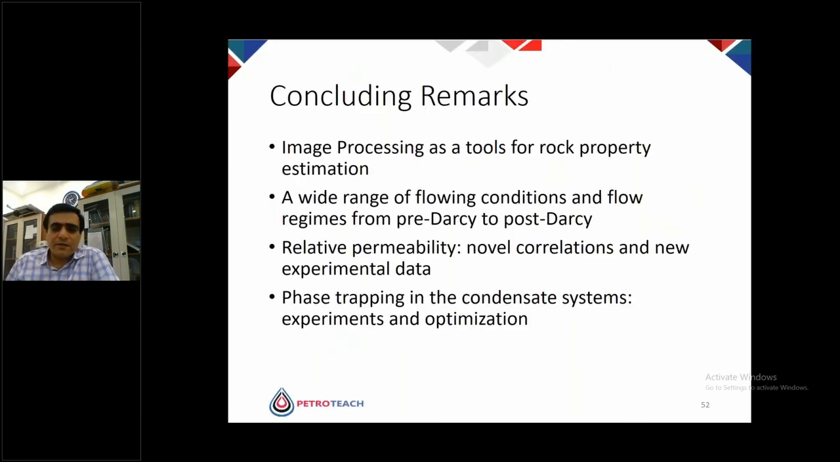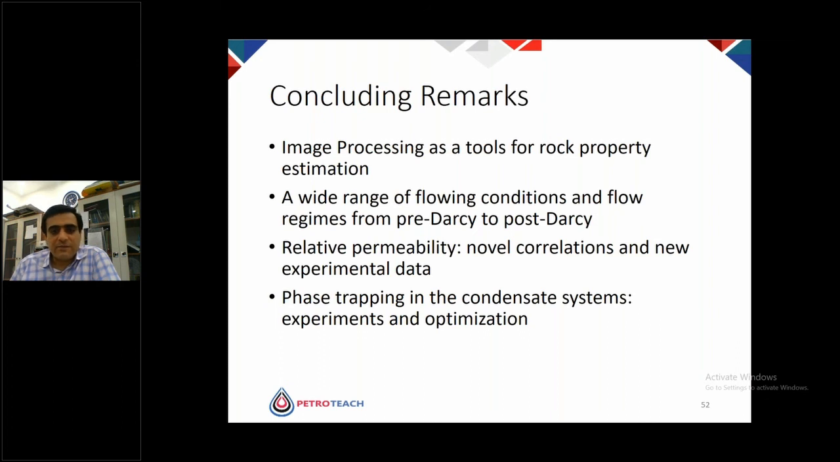As a conclusion, we have found that image processing is a useful tool for rock property estimation for the first part of the experiments. Also, a wide range of flowing conditions and flow regimes were described and distinguished from pre-Darcy to post-Darcy in another set of experiments for both sandpack and the dense core samples. In the relative permeability experiments, we proposed novel correlations and new experiments.